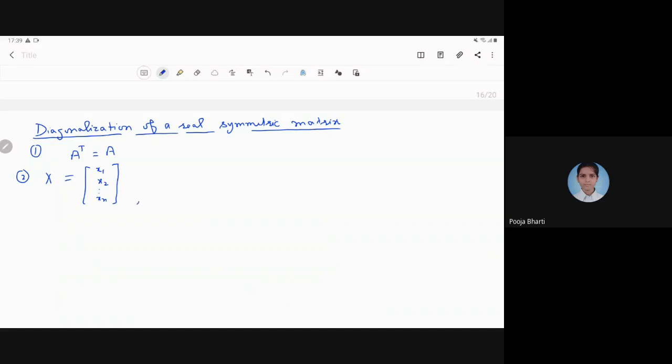Then the norm of X, denoted by this symbol, is defined as the square root of x1 square plus x2 square plus and so on xn square. It's the same as the magnitude of a vector, you recall? If you know the components of a vector, how do you find magnitude? Same formula. So norm is nothing but the magnitude of the vector. Okay.